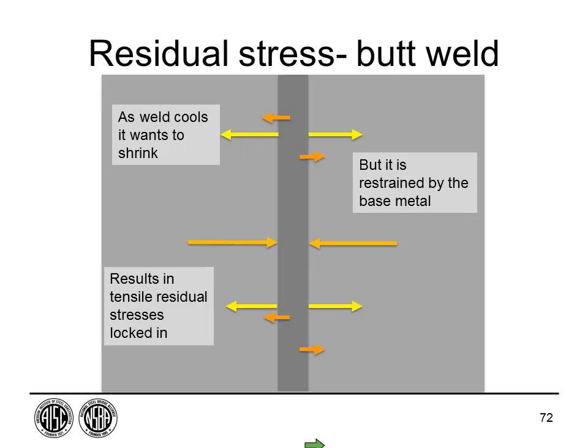Maybe a way to illustrate this is if we looked at a plate that was welded. We kind of think of it as just simply a plate put together with a weld. But remember, as these weld passes were made, and it wants to shrink, this weld wants to get smaller, it can't because it's restrained by the plates and the previous weld passes. The result is locked-in tensile stresses in the weld itself.